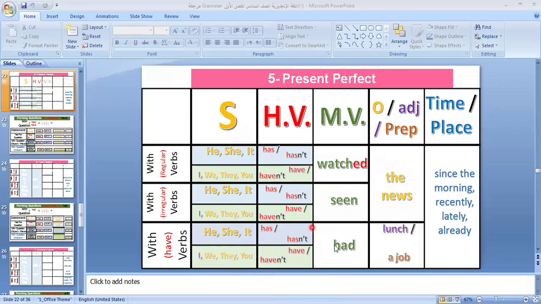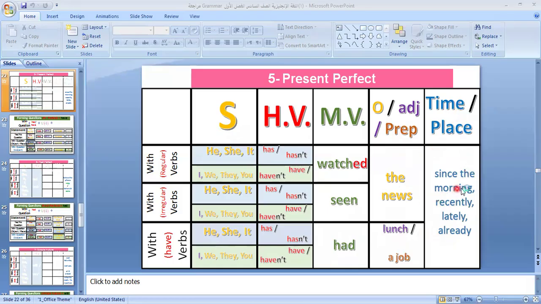Here is has, but here we have have, and I replace have by had. It will be has had. If we use the past perfect, we use had. Had is the past of have. Here we say he has had lunch or a job.